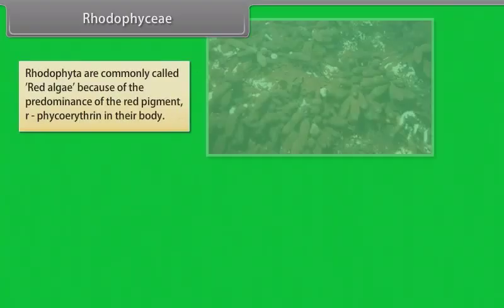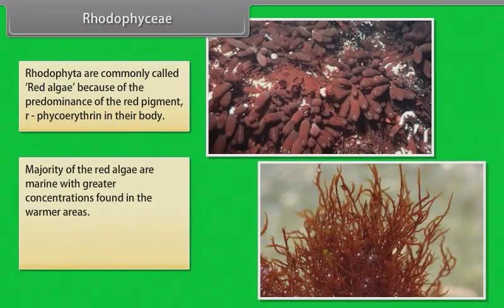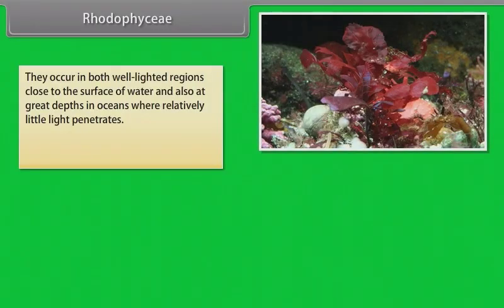Rhodophyceae. Rhodophyta are commonly called red algae because of the predominance of the red pigment, phycoerythrin, in their body. The majority of red algae are marine, with greater concentrations found in the warmer areas. Some of them have complex body organization. They occur in both well-lighted regions close to the surface of water and also at great depths in oceans where relatively little light penetrates. The red thalli of most of the red algae are multicellular.